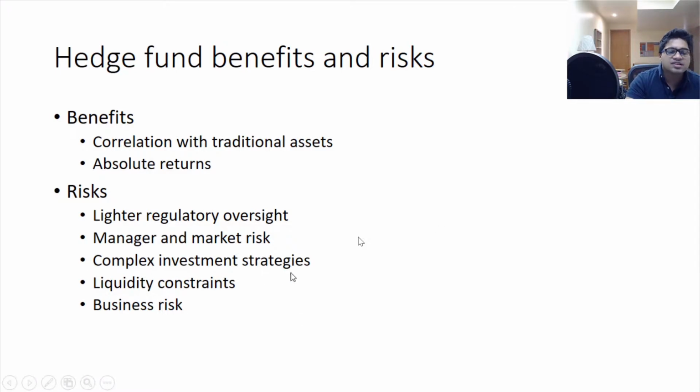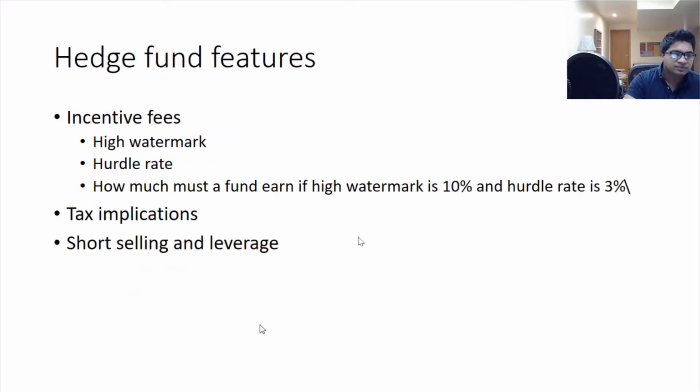The investment strategies are quite complex. There are liquidity constraints, so they are not as liquid as mutual funds. There are lock-in periods when you invest in hedge funds. Then there is business risk. Most mutual funds are big companies. Many hedge funds, if you see, are startups, so there is a higher risk of failure. There is additional business risk when you invest in hedge funds.